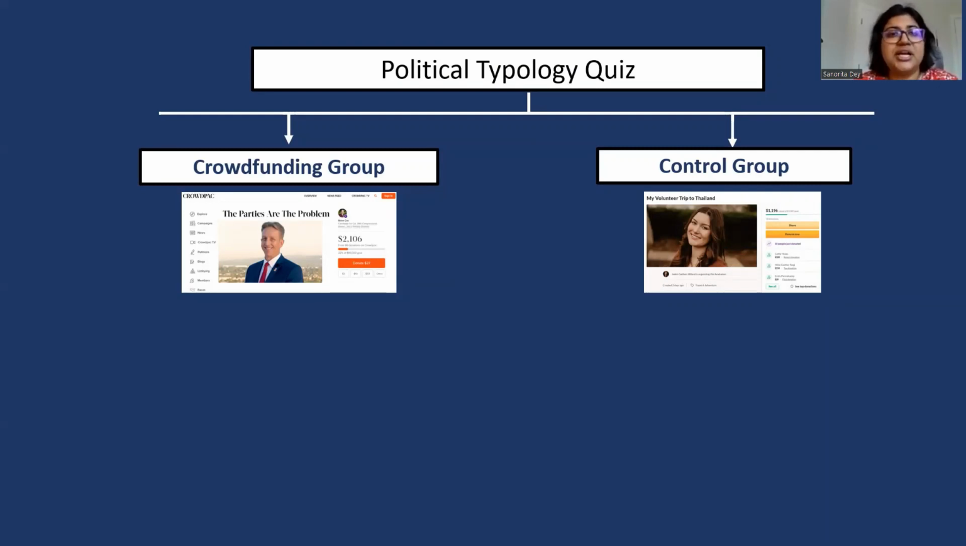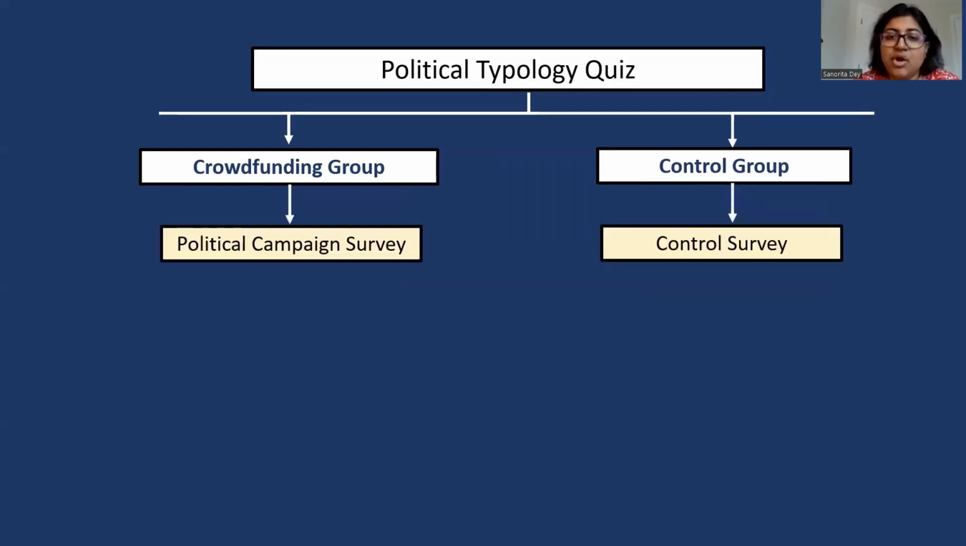The first group read a political crowdfunding campaign that was inconsistent with their own ideology. That means someone who was leaning toward conservative ideology read a campaign for a politician affiliated with the Democratic Party, and vice versa. The second group was the control group, who read a simple charitable crowdfunding campaign, which was not at all related to politics. They all completed a survey where they answered how convincing and persuasive the material was to them. And that was the end of the first phase.